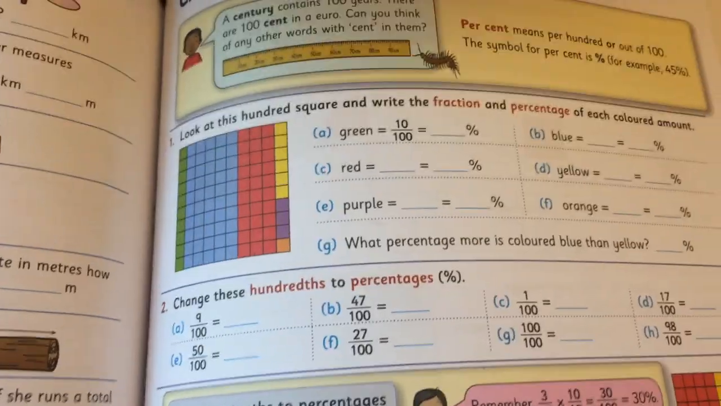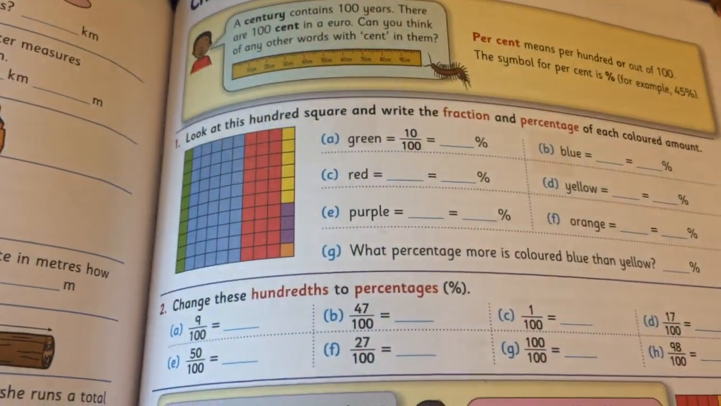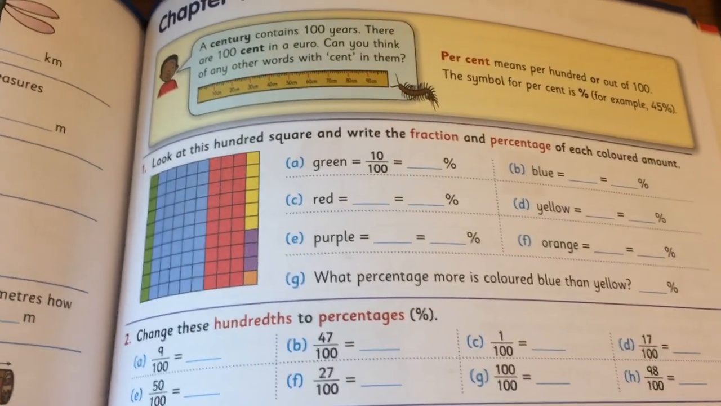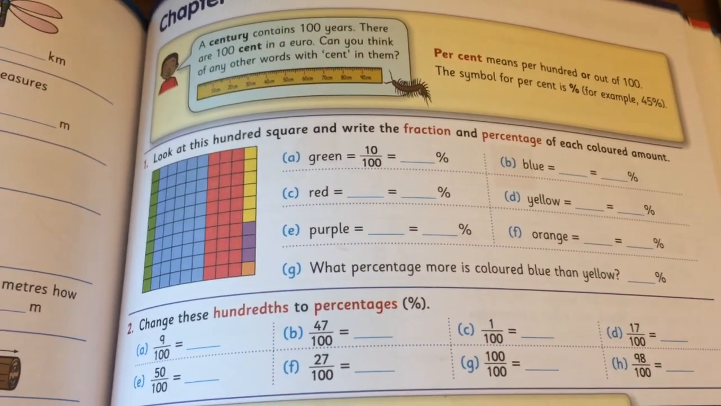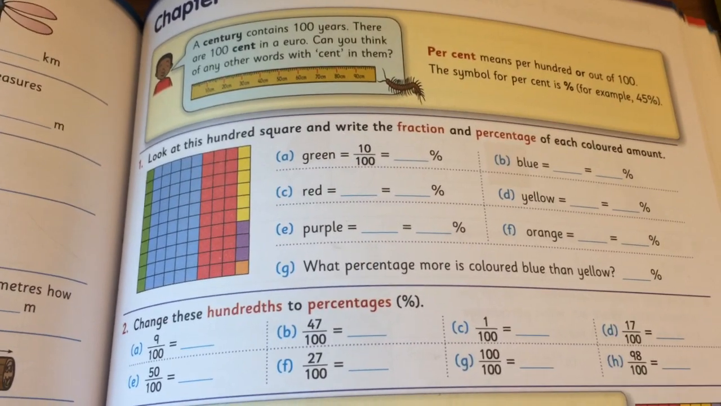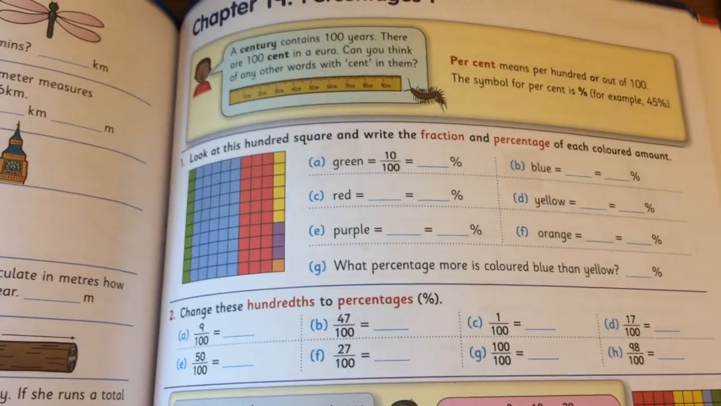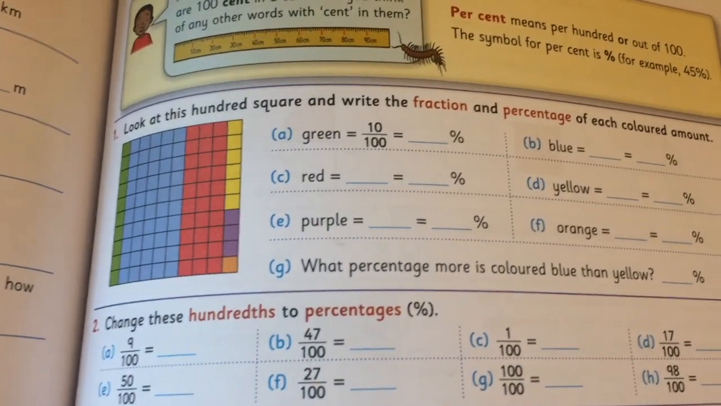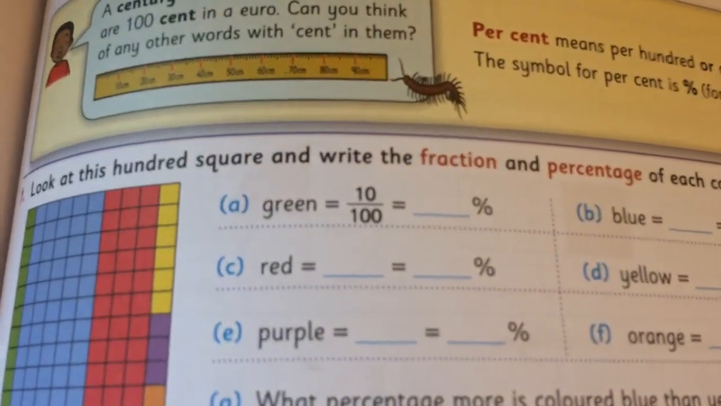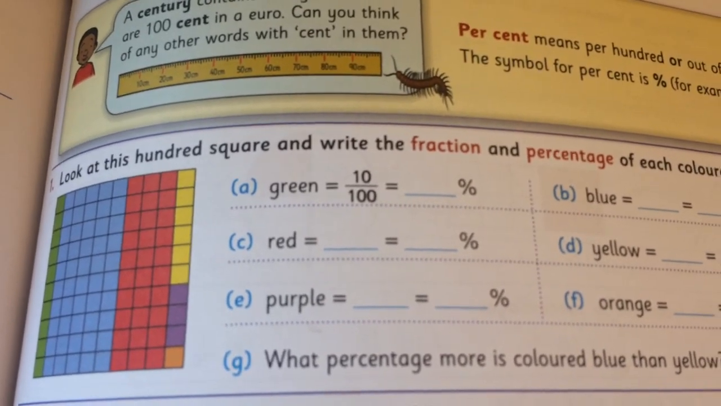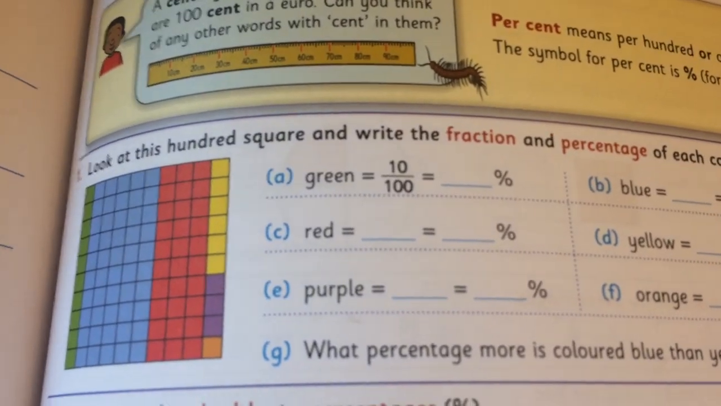Okay, so we're just going to look quickly here at question 1. Question 1 here is a 100 square, so it's out of 100. It says write the fraction and percentage of each colored amount. So for instance, now we look at green here. Green says it's 10 out of 100. So therefore it's 10%.